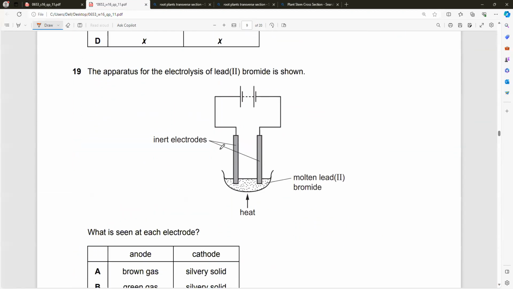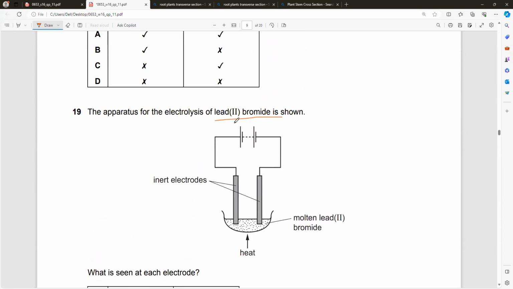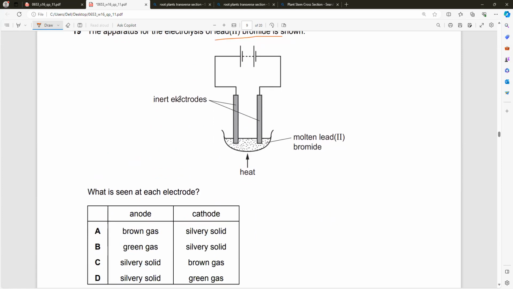So I want to show you a similar question again. I think we already studied this. Am I right, Mitakshri? The apparatus for electrolysis of lead bromide. What will come at X and Y? Okay, so once again you study. The apparatus for the electrolysis of lead bromide is shown: inert electrodes, molten lead bromide, heating.